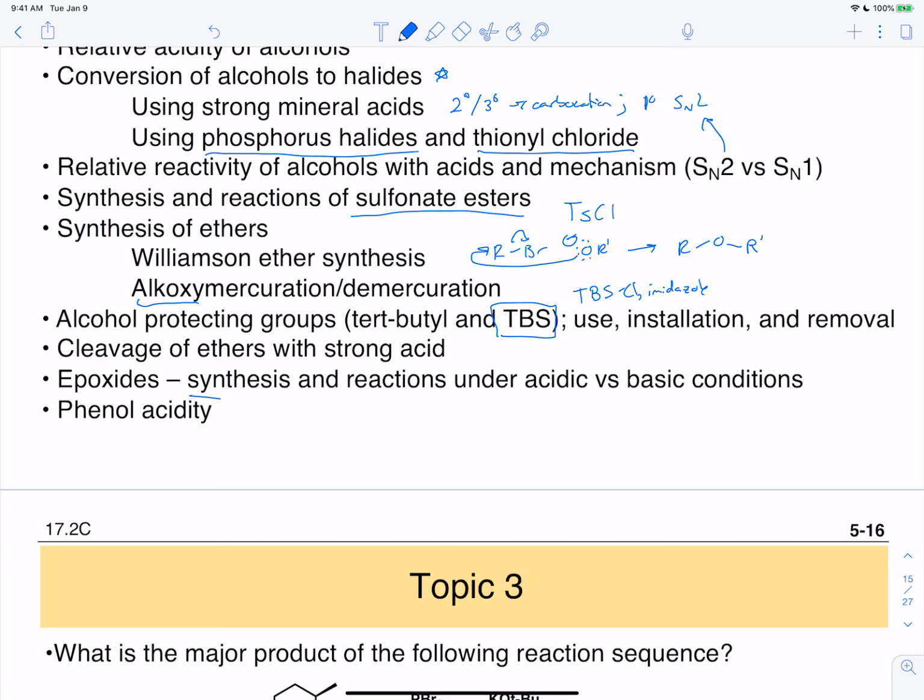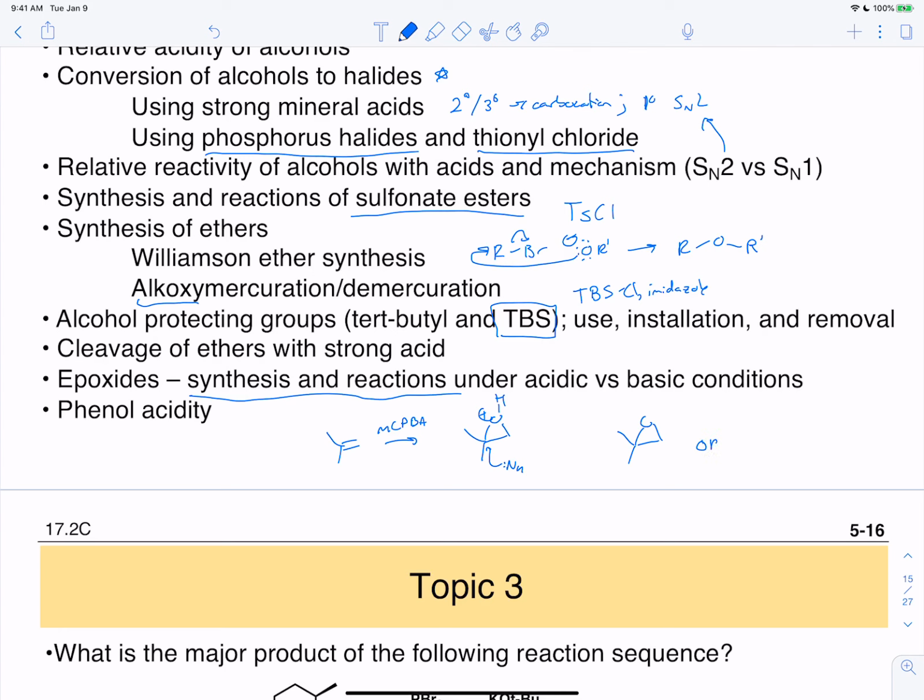Epoxides were very useful molecules. We learned how we can make them from double bonds with MCPBA. So if we have a double bond treated with MCPBA, this will give us an epoxide. And we learned how if we have acidic conditions, we're going to be protonating the epoxide, and we're going to have a neutral nucleophile ring opening at the more substituted carbon, or the carbon that is better at stabilizing positive charge.